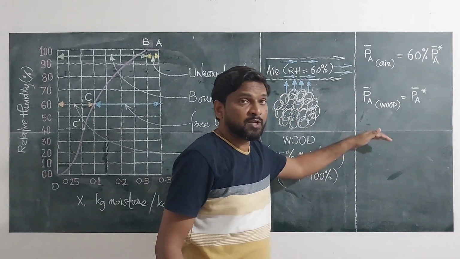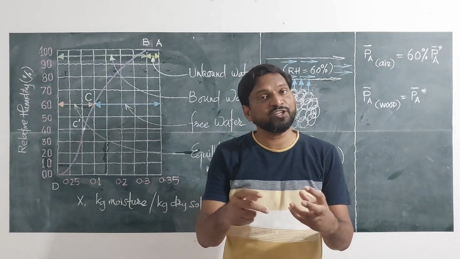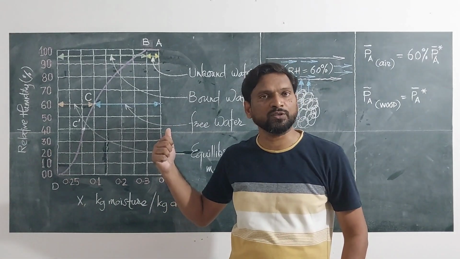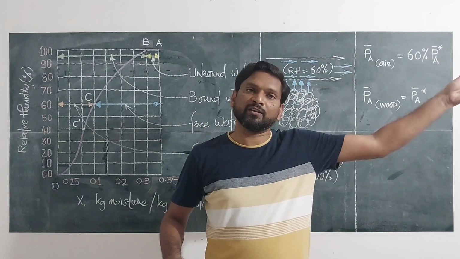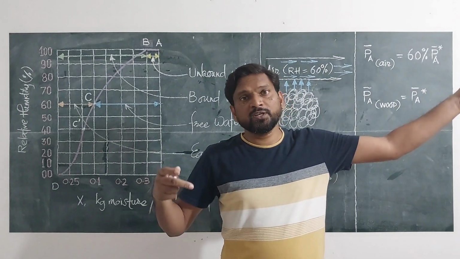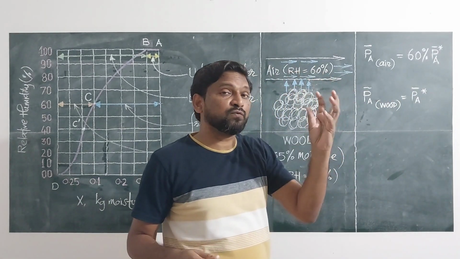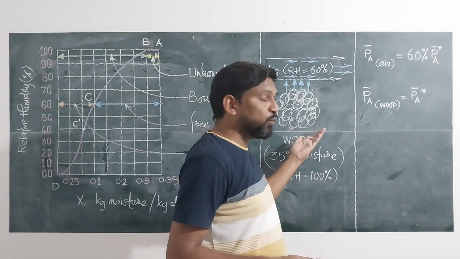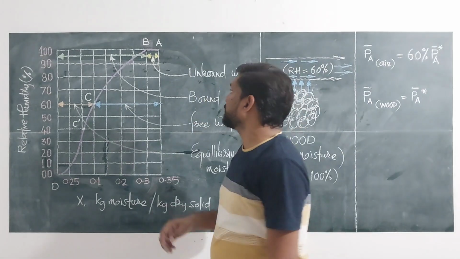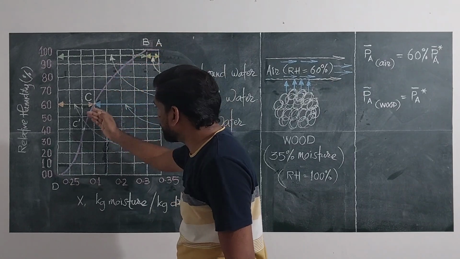It is going down. Partial pressure is going down because partial pressure is directly related to the concentration of any component. Here the component is moisture, water. So water is going to air. The concentration of water is going down in the wood due to loss by drying, by evaporation. So partial pressure is going down now. Therefore the curve is coming down.